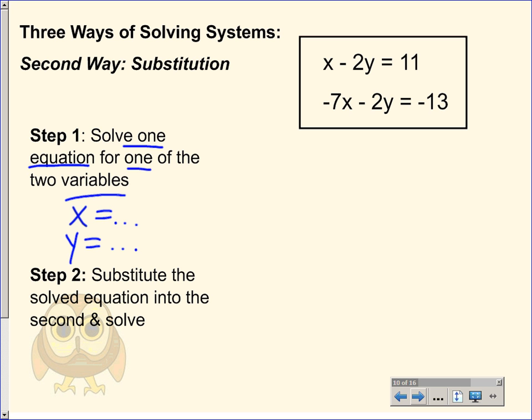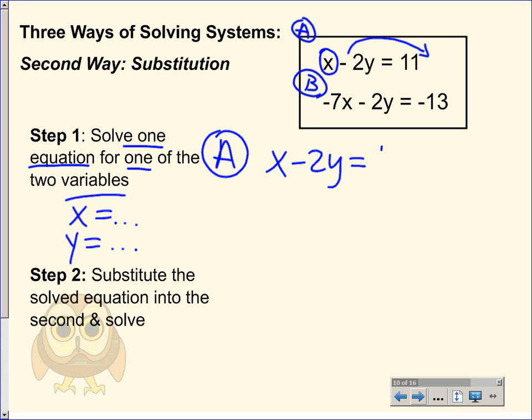When you do this, you want to stop and look and ask yourself what would be really easy to solve for. I noticed that this x here is all by itself, and in order to solve for x, all I have to do is move this minus 2y over. That would be a really simple thing to do. So that means I'm going to start with my equation A, and I'm going to choose to solve for x. You can choose to solve for another variable. It does not mean that you will be wrong. It just means that you might have to deal with some not so nice numbers along the way.